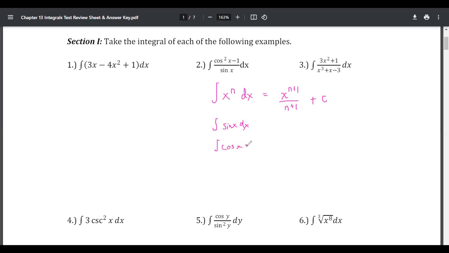integral of cosine x. Can you tell me these? So yes, the integral of sine of x is negative cos of x plus c. Good. And then the integral of cosine is positive sine of x plus c. Yes. Okay. How about the integral of e raised to x? e to the x plus c. Yes.